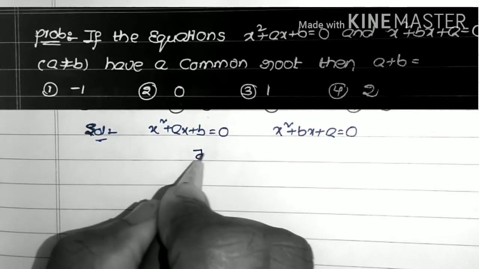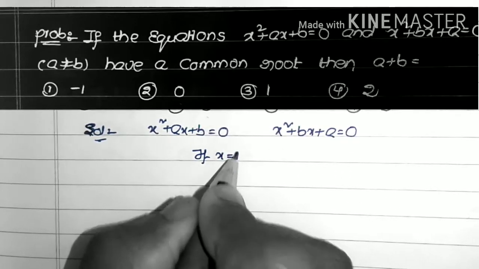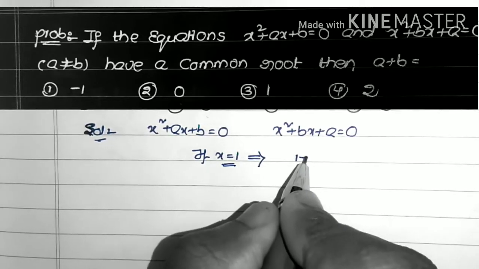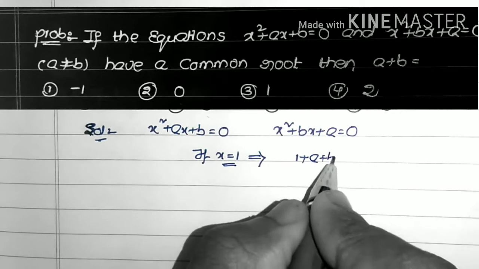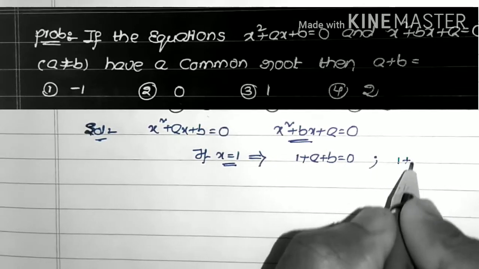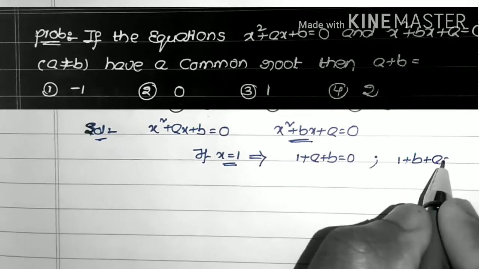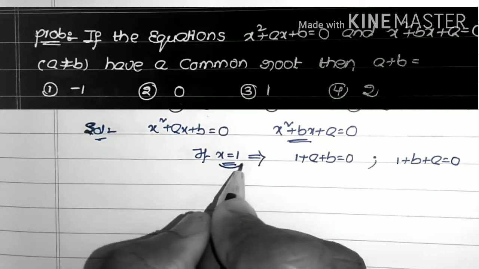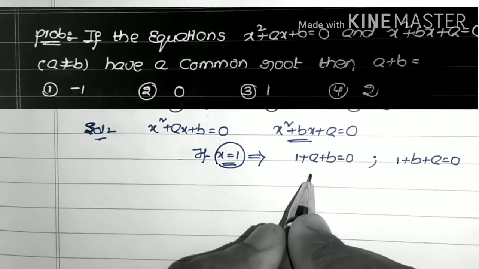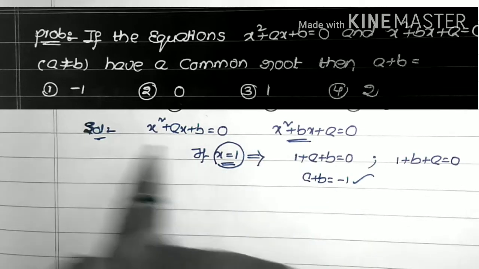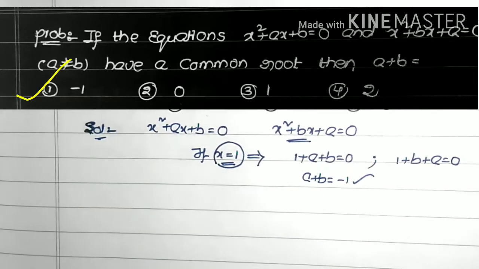Both of the equations have a common root. Clearly from the equations directly we can tell that x is equal to 1 is the root of the equation. So when we take x is equal to 1, then what is the first answer? 1 plus a plus b is equal to 0. And similarly, what is the second answer? 1 plus b plus a is equal to 0. So both of the equations are same when we take x is equal to 1. Therefore 1 is the root of the equation. So what is the value of a plus b? From this the value of a plus b is equal to minus 1. That is the first option.